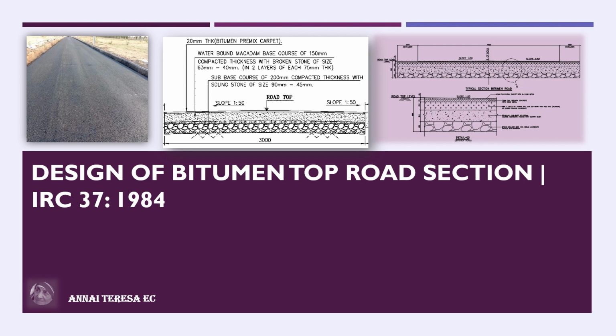IRC 37 1984 is now a withdrawn code, and we have a latest version of the IRC code from 2018. But in most projects, especially substation projects, we still follow IRC 37 1984 for road section design in bitumen topping. Let me look into that calculation.